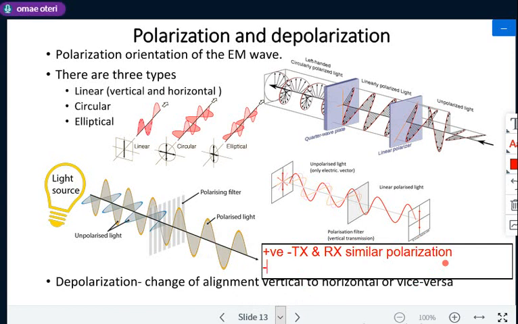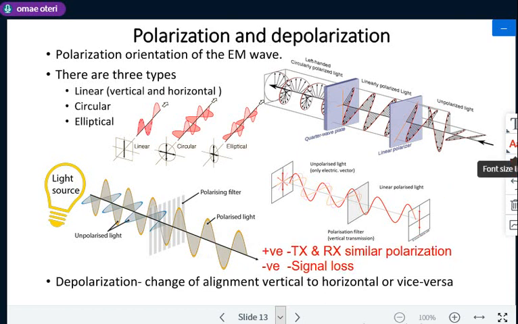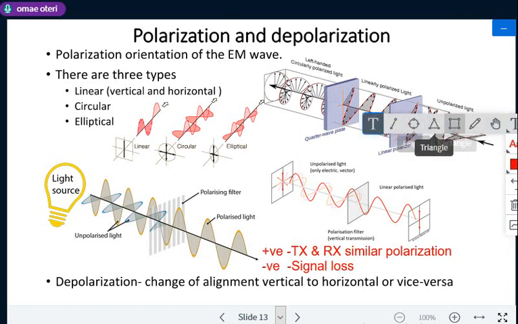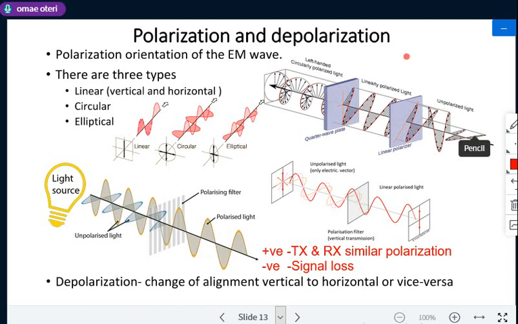So negative, when you are not using the same or similar polarization, you lose the signal. So the signal is usually lost. And you can't receive it. So this is what usually happens, even when you are talking about mobile phone communication, radio communication.